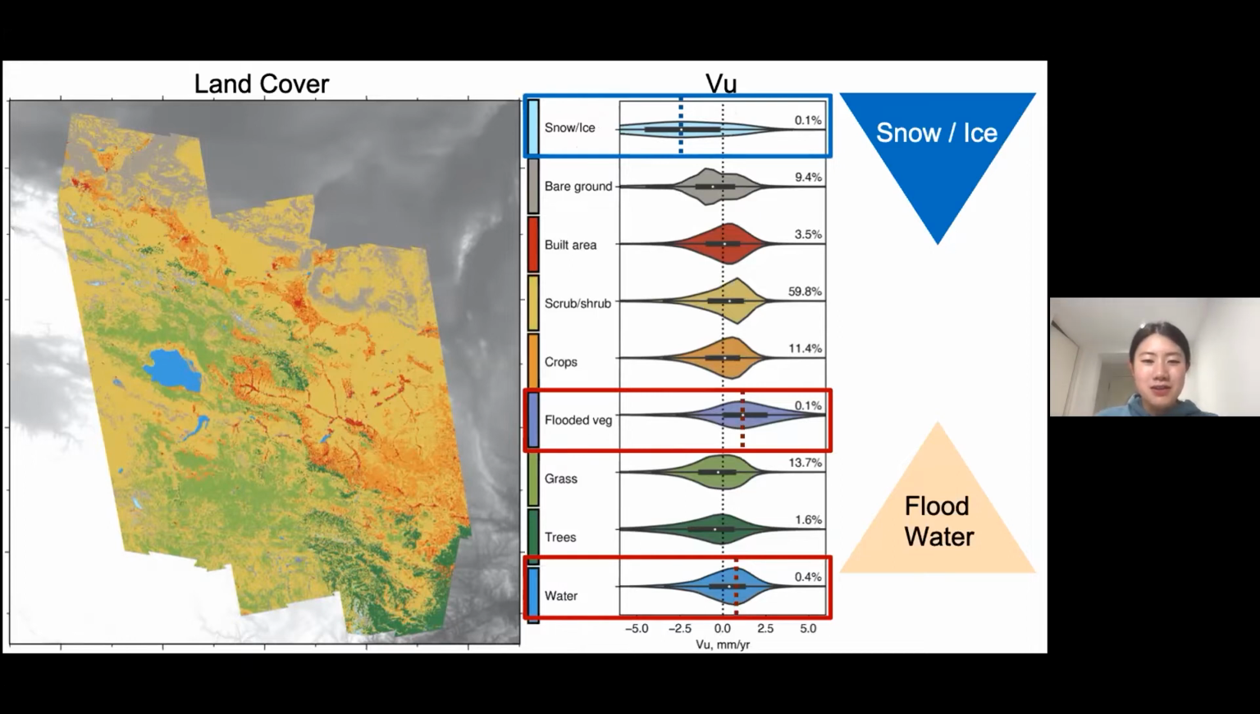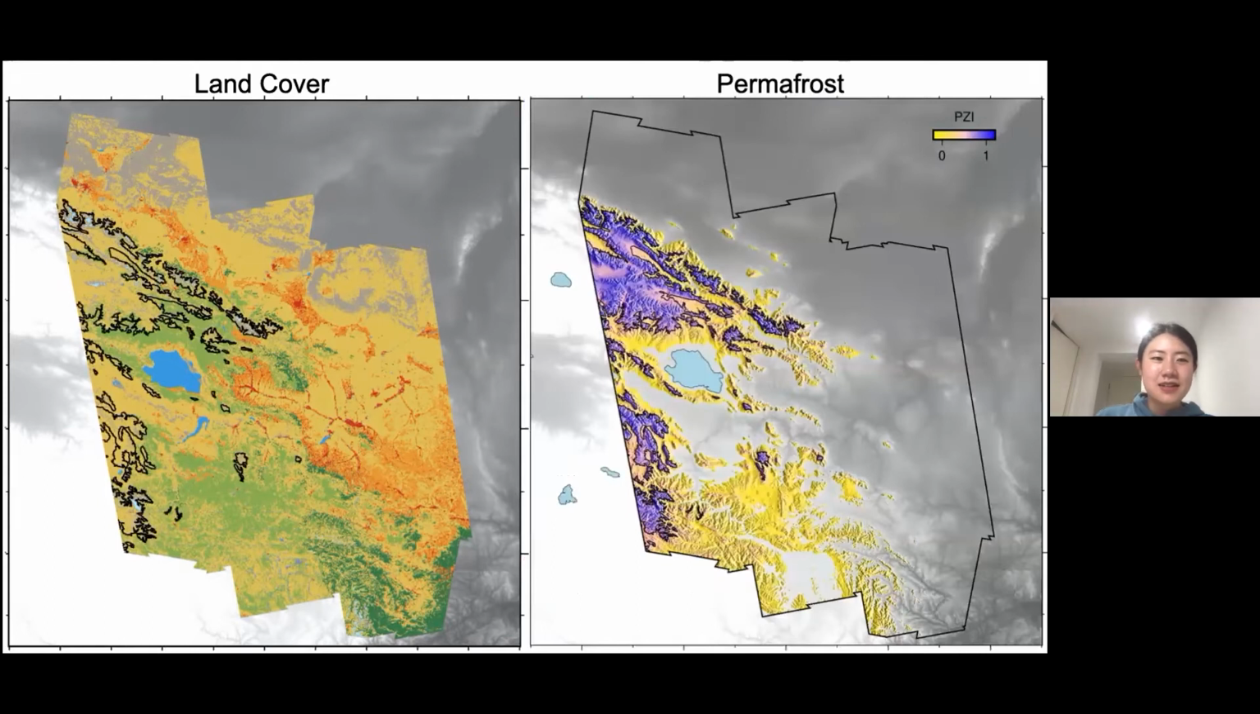We know InSAR decorrelates over water surfaces. So these pixels classified as water, if they have vertical velocities, tend to be on the edges of a lake or on the riverbanks, so within the InSAR resolution. So the common feature across these 3 classes is that they are all associated with water. So let's first look at the classes to do with ice and snow.